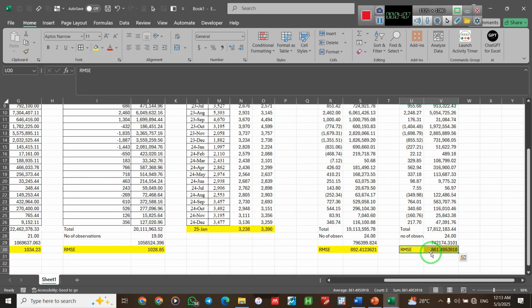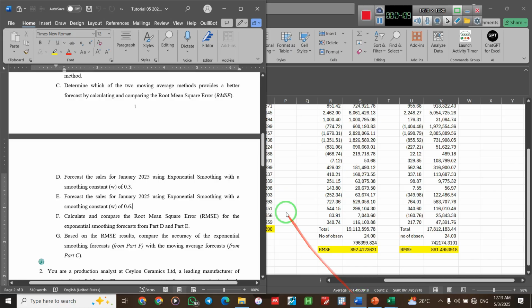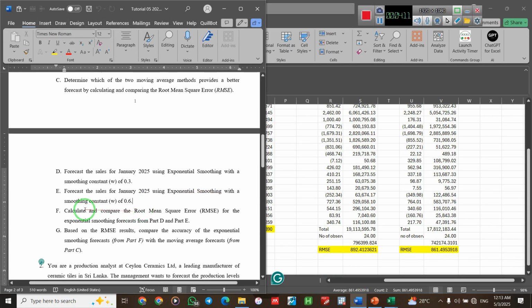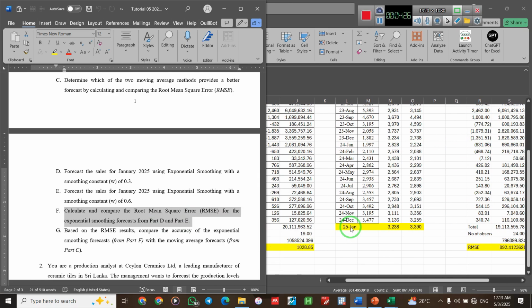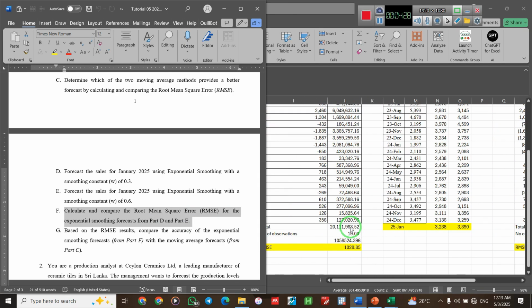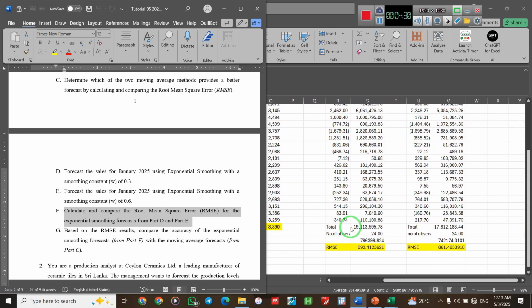So now if we move to the question. In question part F, it asks us to calculate and compare the root mean square error, or the RMSE, for the exponential smoothing forecasts from parts D and E. Previously, to identify what gives the more accurate result, you have to identify which method has the least RMSE value.